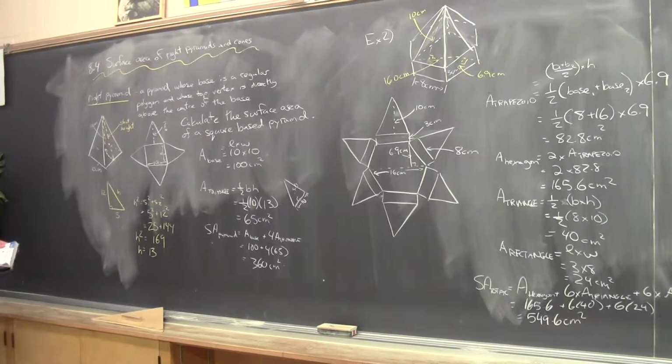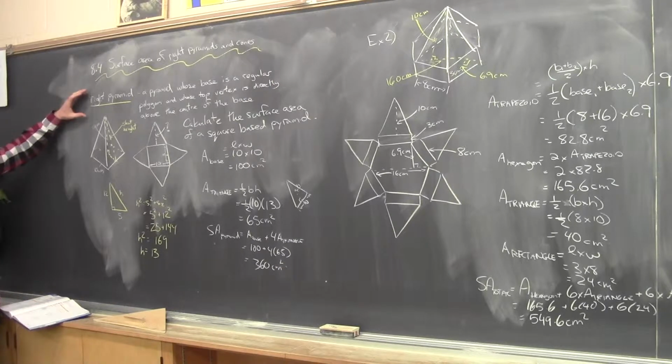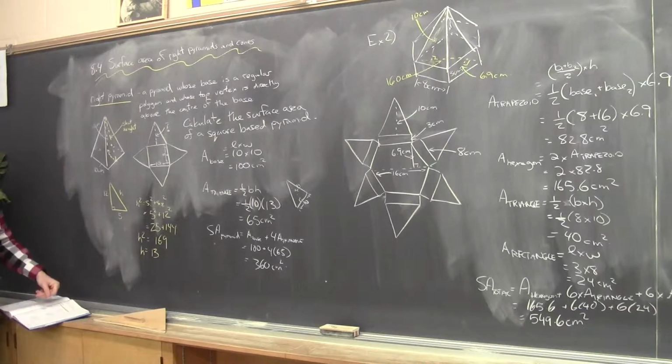This is 8.4 in your textbook, surface area of right pyramids and cones. First of all, to define a right pyramid, it's a pyramid whose base is a regular polygon.